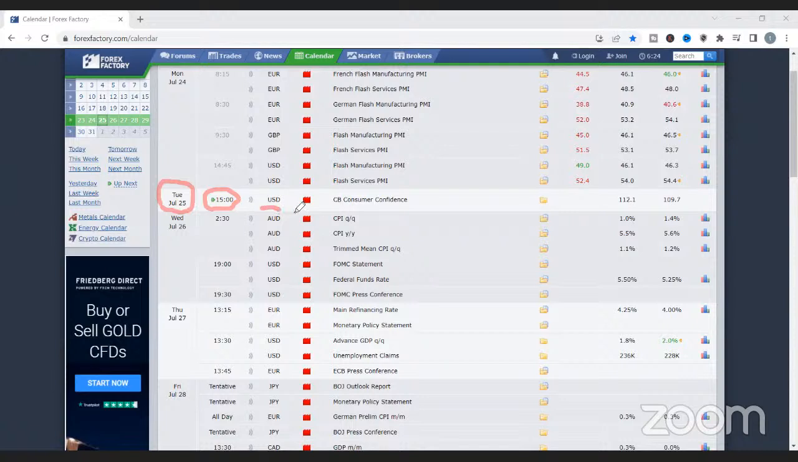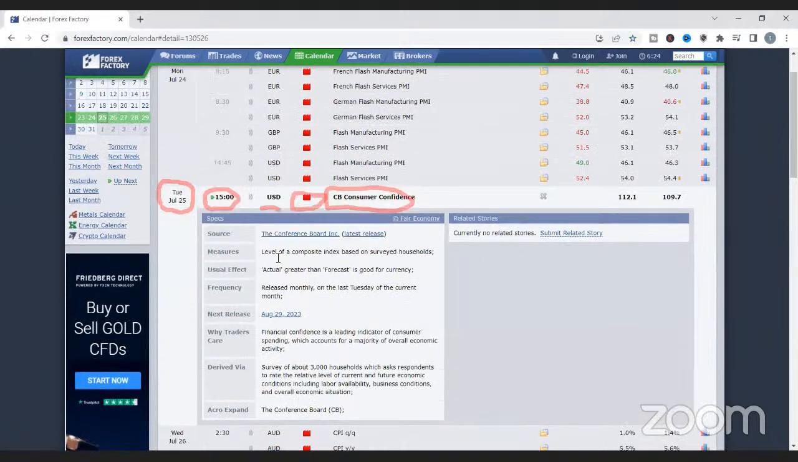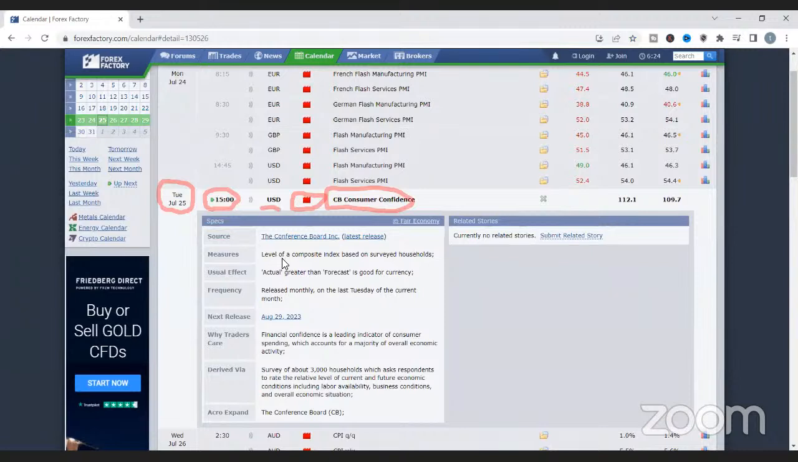So the high impact news for the USD, color red is high impact. We used the filter to turn off the low impact and the medium. We're focusing on the high impact news. And this one happens to be the consumer confidence. You could see the consumer confidence, right? And if you check the folder here, you can get more information on this consumer confidence. What we normally look out for here is the usual effect, which says that actual greater than forecast is good for the currency. So now we have this. This here is the previous, 109.7. This is the previous news.